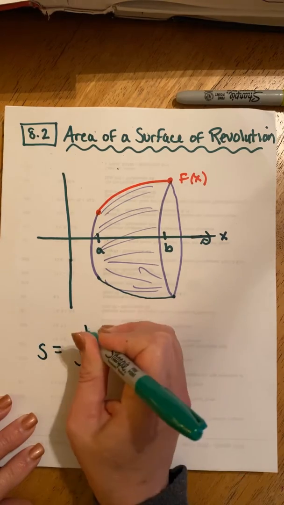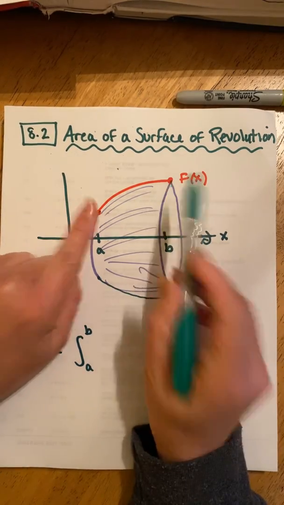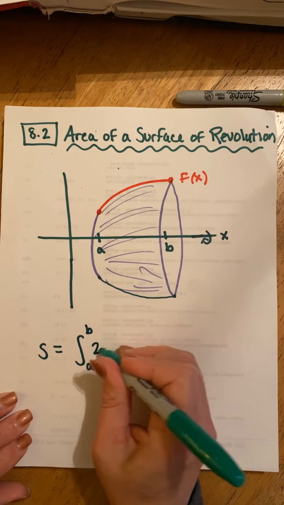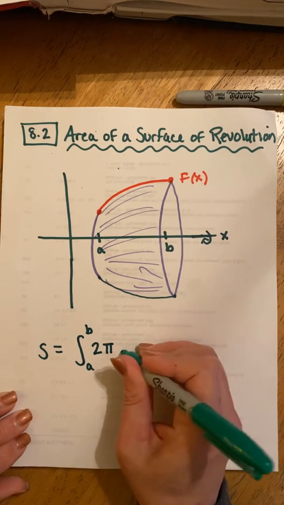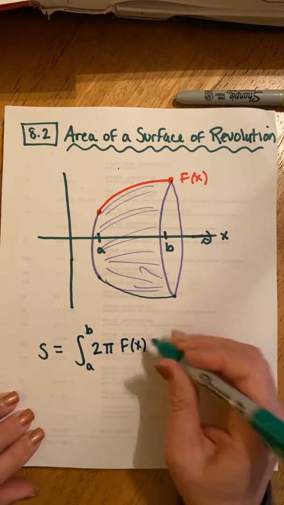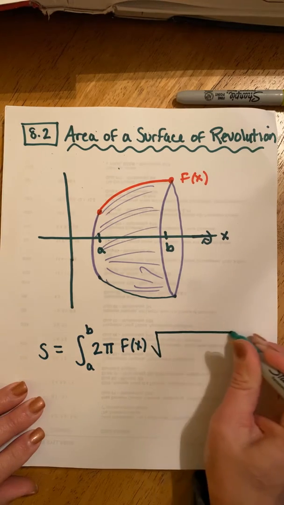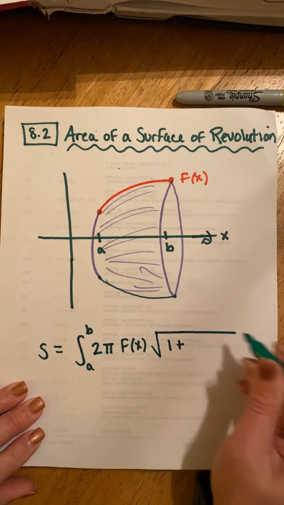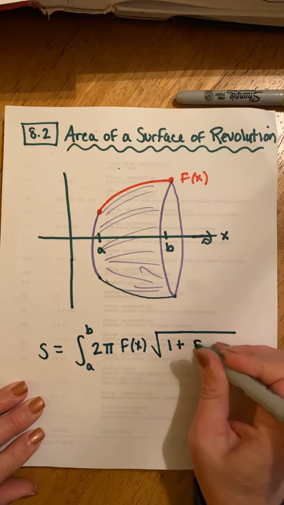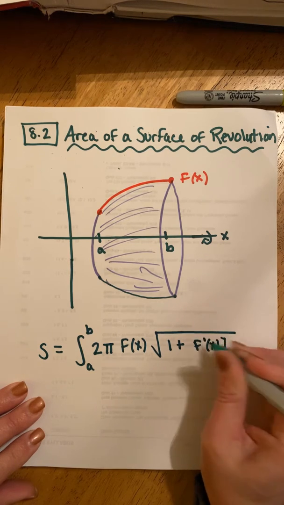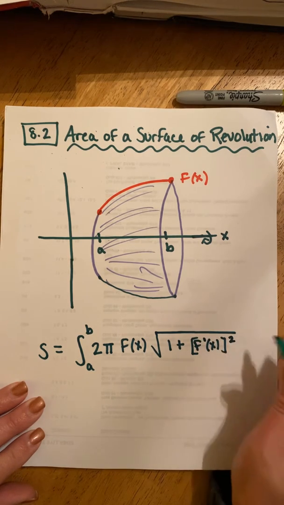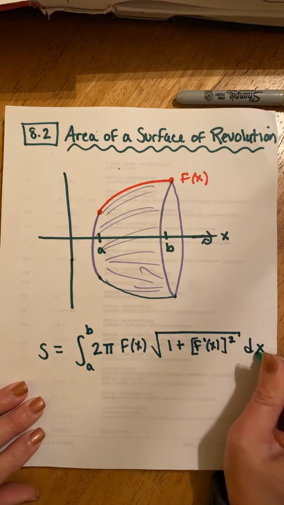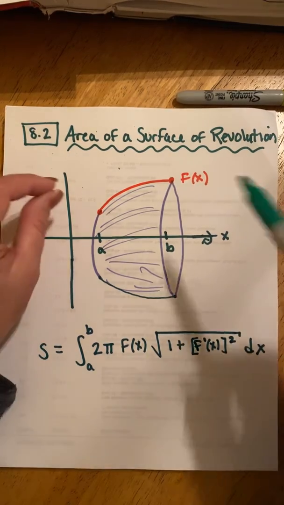integrate from a to b. The function is defined from a to b on the x-axis. 2 pi f of x times the square root of 1 plus the derivative of f of x squared, dx. So we're pretty much taking the length of this line.